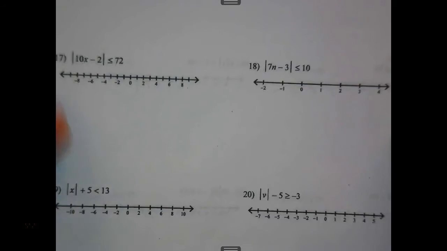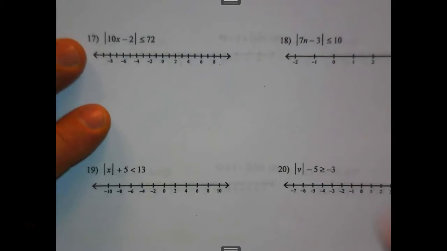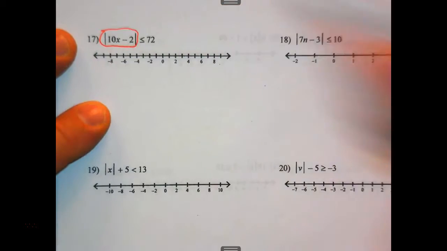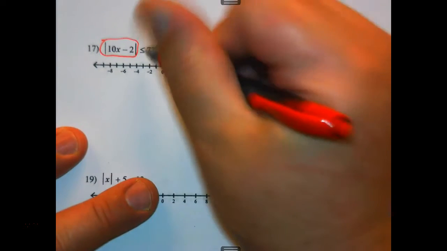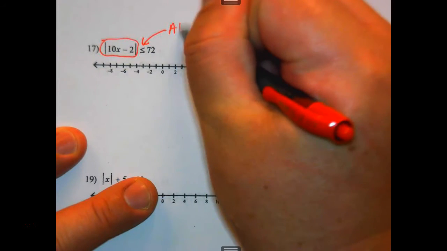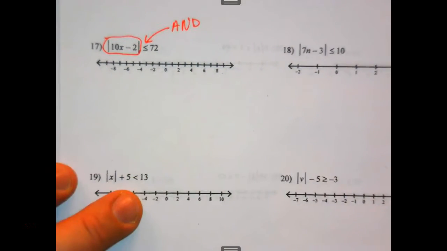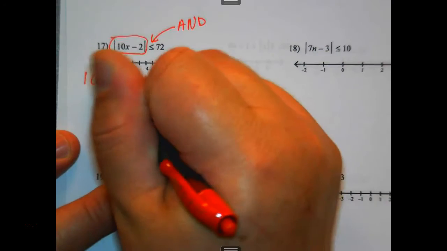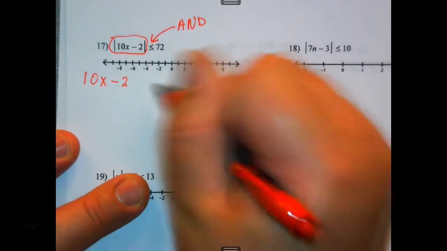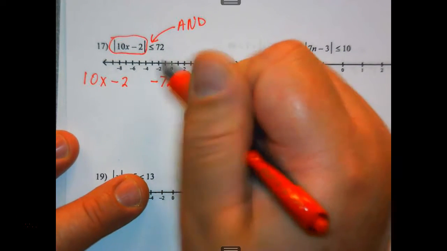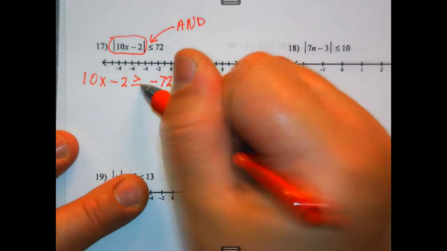Let's do a little bit of a harder one. Number 17. My absolute value term is by itself. It's a less than or equal to, so it's an and problem. So split it up. 10x minus 2. I'm going to go with the negative side here. -72. So I'm going to flip my sign.